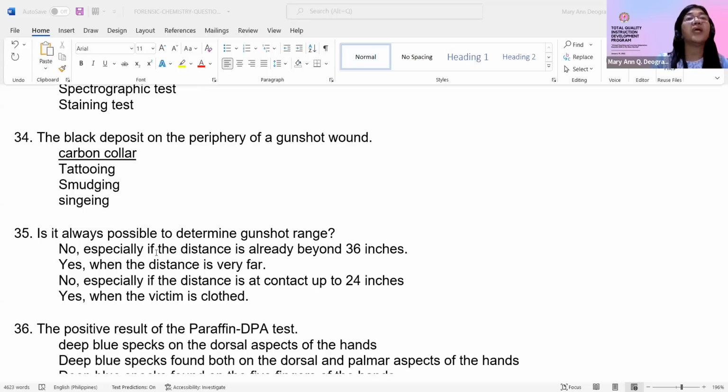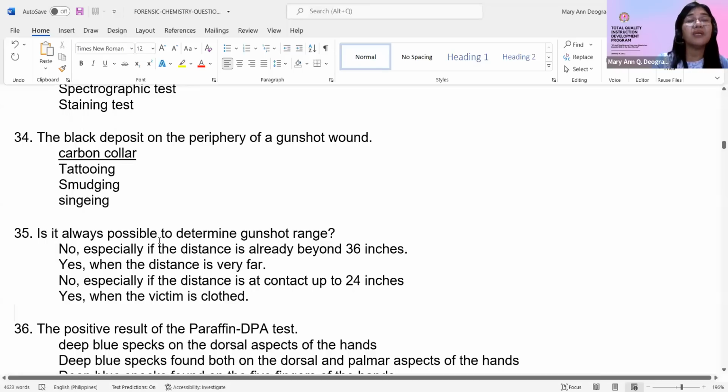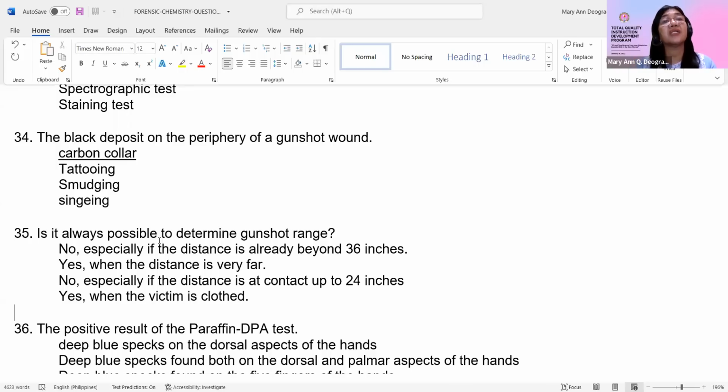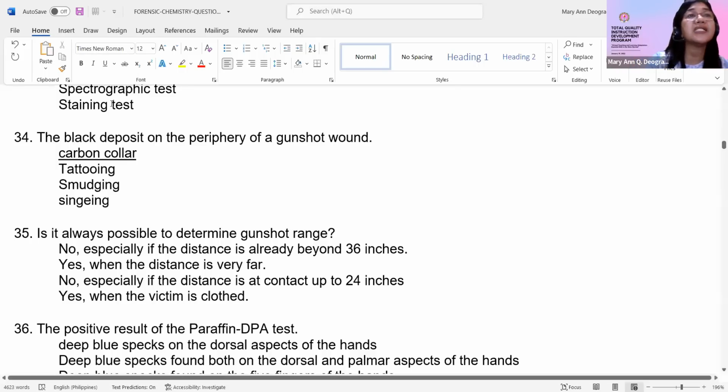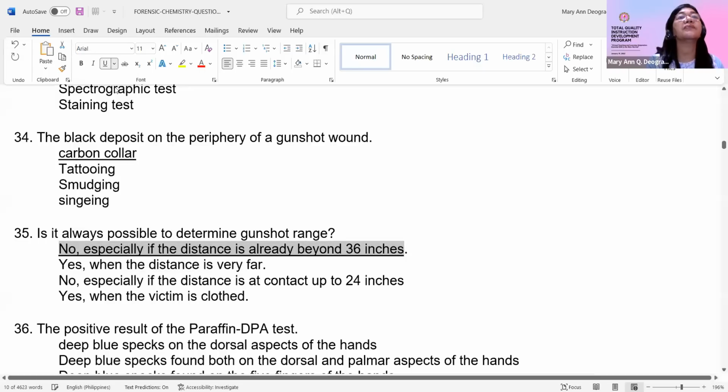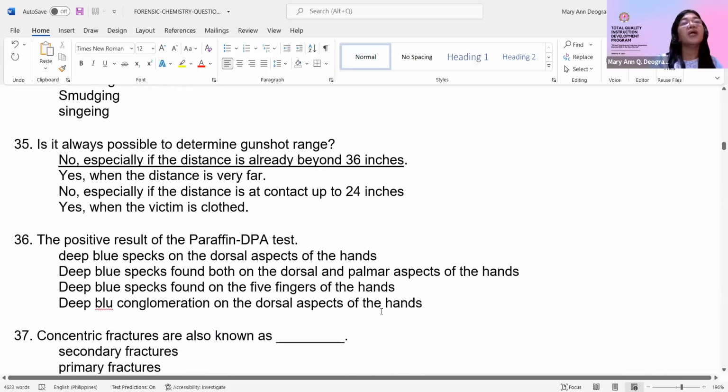It is not always. Pero kung ang tanong ay, is it always? Siyempre naman. Pag wala yung always, is it possible? Halimbawa, if the question is it possible to determine gunshot range? Yes ang sagot. Pero nakalagay kasi dyan always. Eh, hindi naman sa lahat ng pagkakataon malalaman natin yung gunshot range. Kasi kung beyond 36 inches na yan, wala na tayong makikitang characteristic patterns eh. So, it's not always. So, yun yung sagot. So, it's letter A. Next.